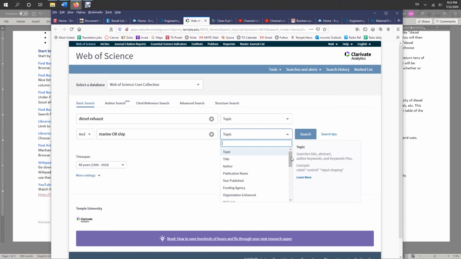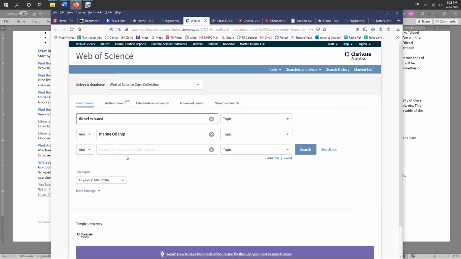Yeah, so you could choose these different fields. I think we're best to just stick with topic for now. Add another row, and we learned the term particulate. So I'm just going to add the word particulate.